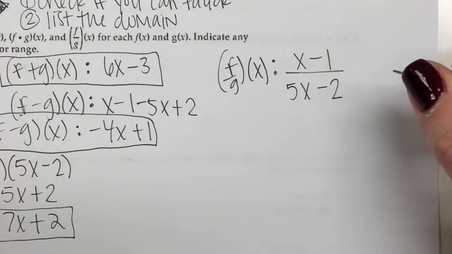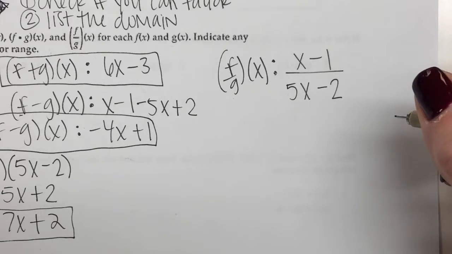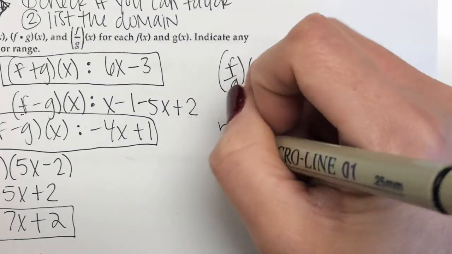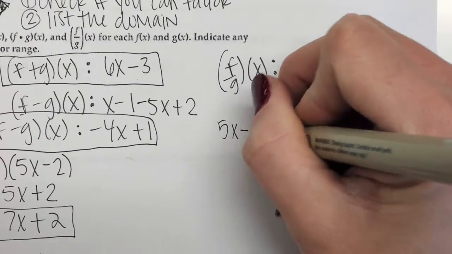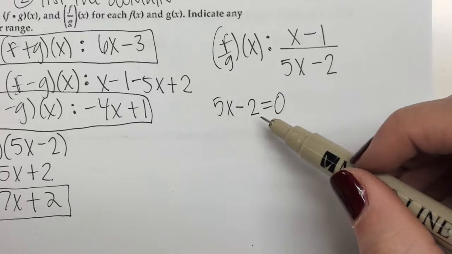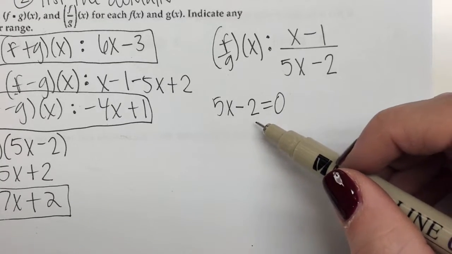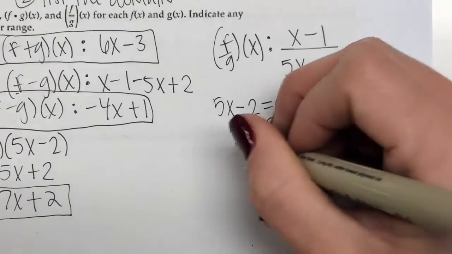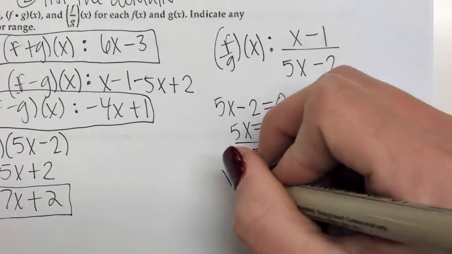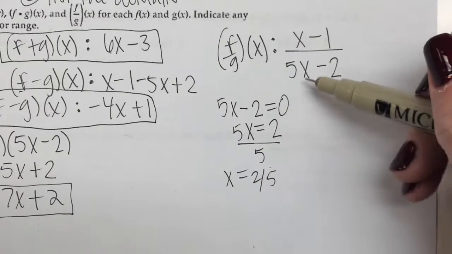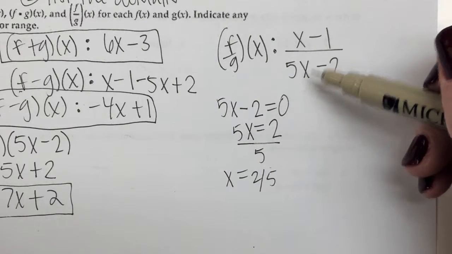I can't tell if y'all are being quiet or y'all just really don't know. Alright, well, you set the bottom equal to 0. 5x minus 2 equal to 0. And then you solve for x. So how would we do that here? Add 2, good. And then what? Very good. So x is what? 2/5.